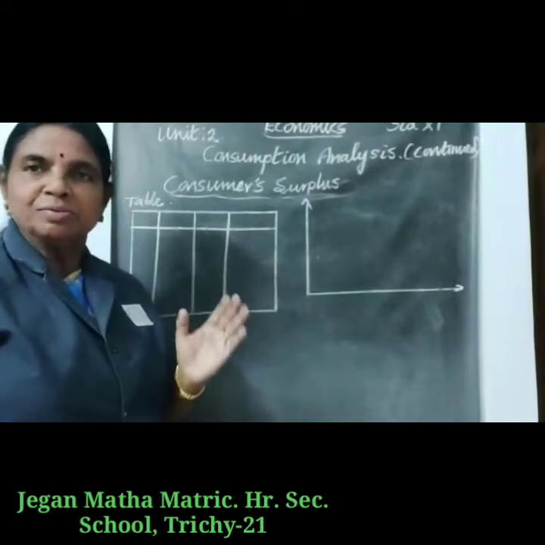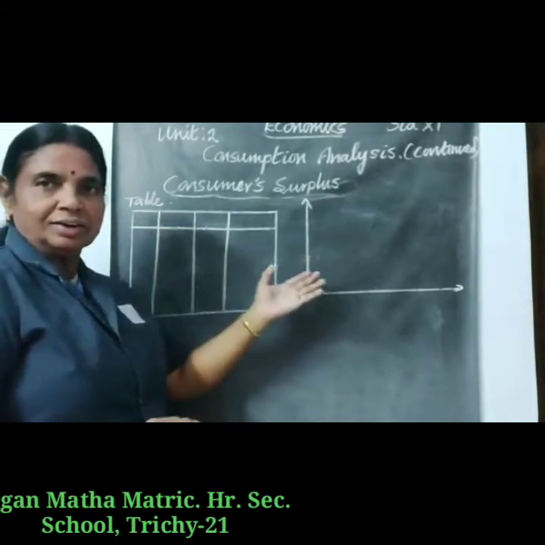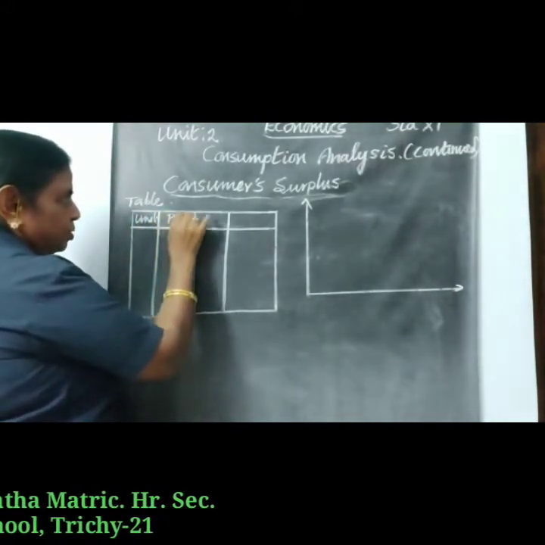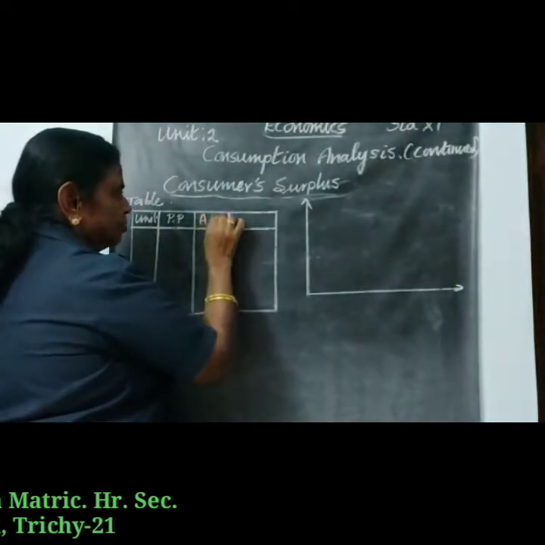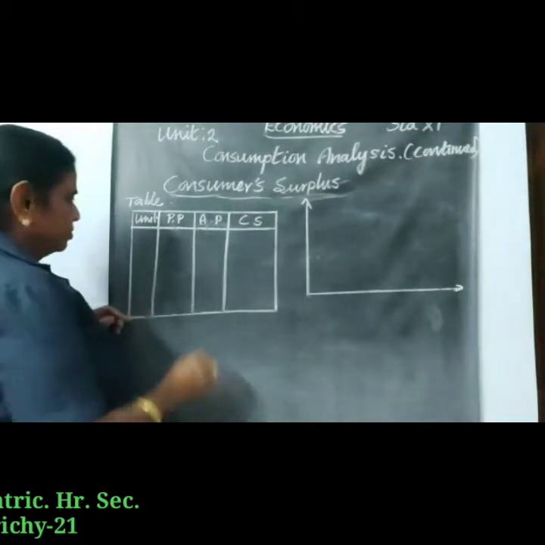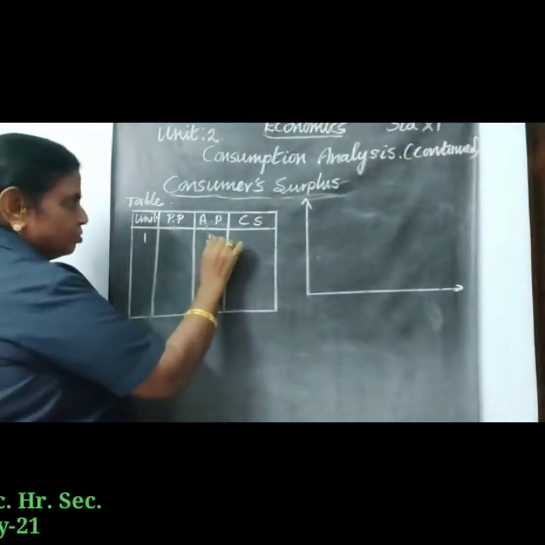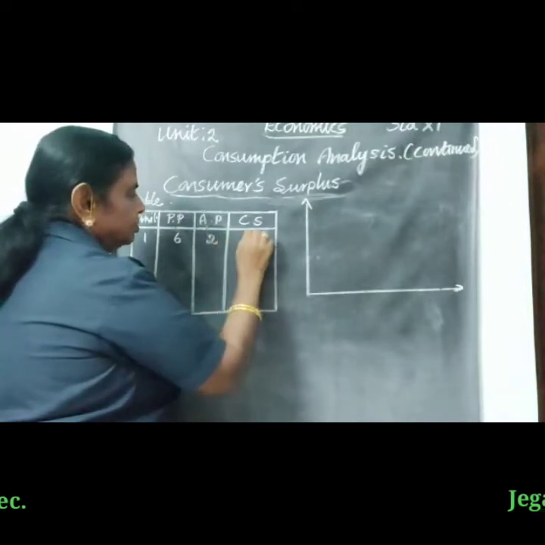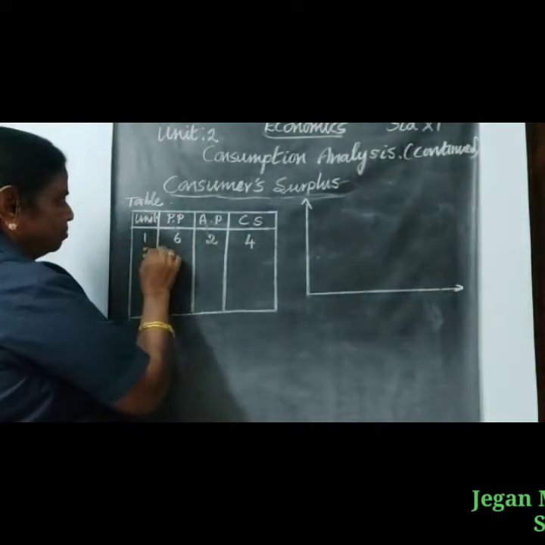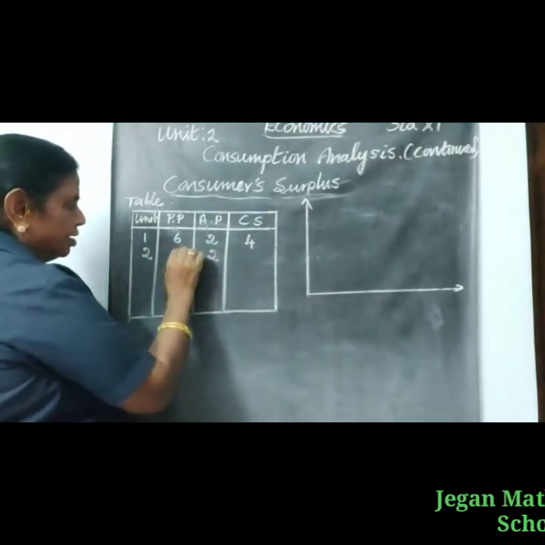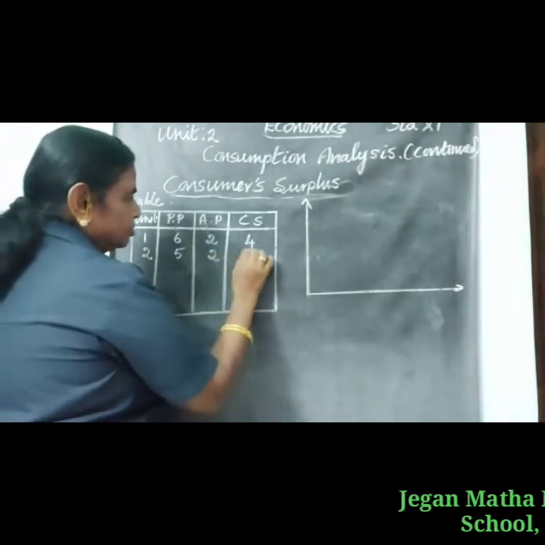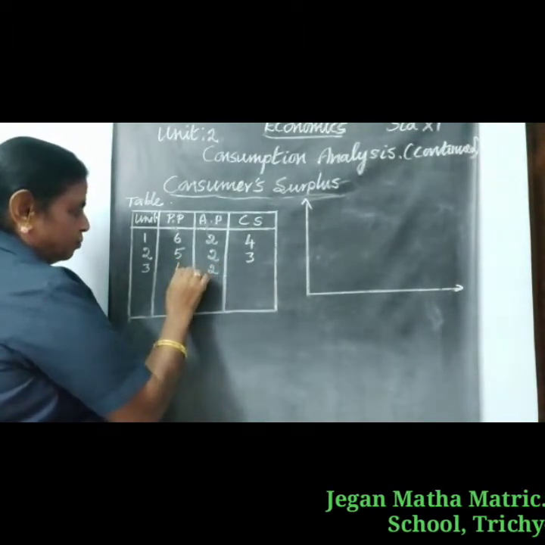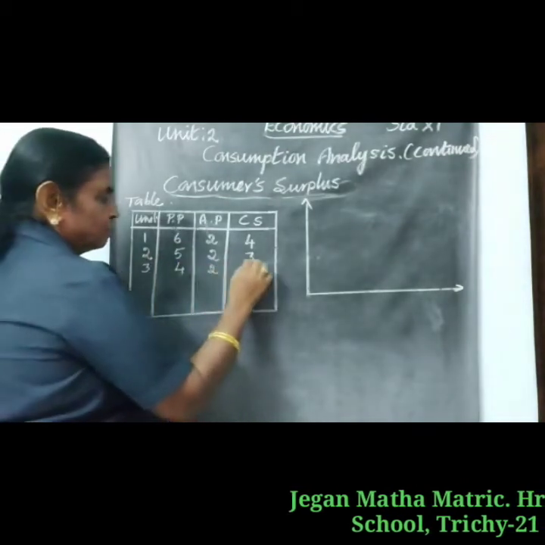The concept of consumer surplus can be explained with the help of a table and diagram. So in the table, we have unit of apple, potential price PP, actual price of the apple, and CS, consumer surplus. First unit: actual price is 2 rupees and the consumer is willing to pay 6 rupees. So 6 minus 2, that is 4 rupees. Second apple: actual price remains the same and the consumer is willing to pay 5 rupees. 5 minus 2, 3. Third: the actual price is once again 2 rupees and the consumer is willing to pay 4 rupees. So 4 minus 2, 2.